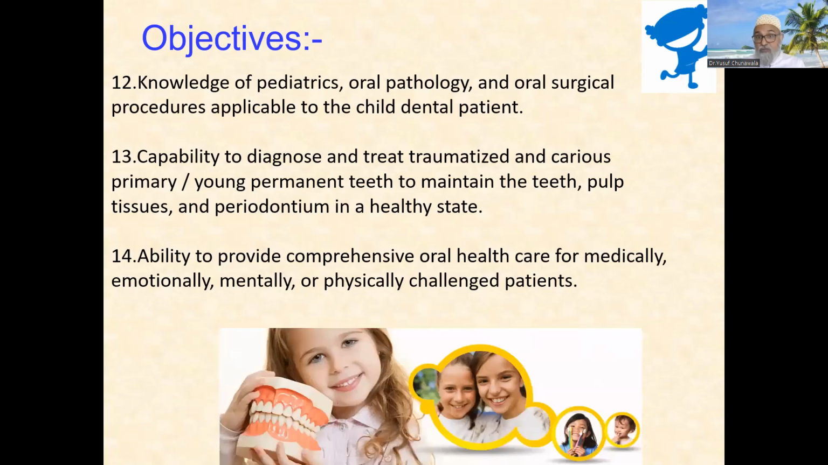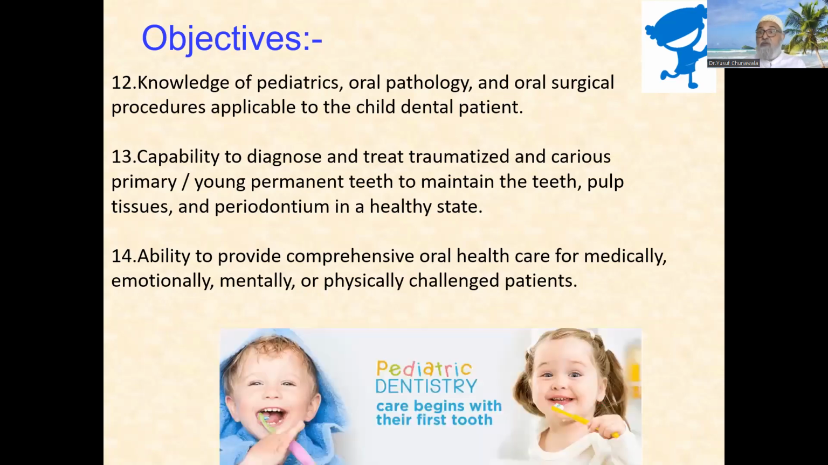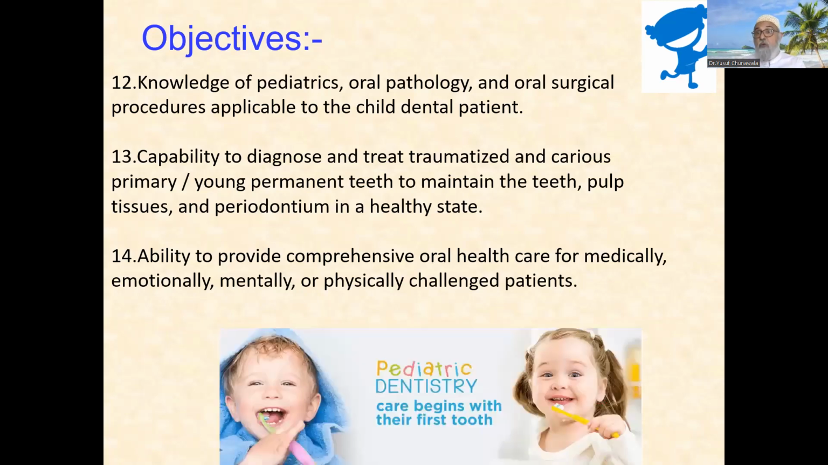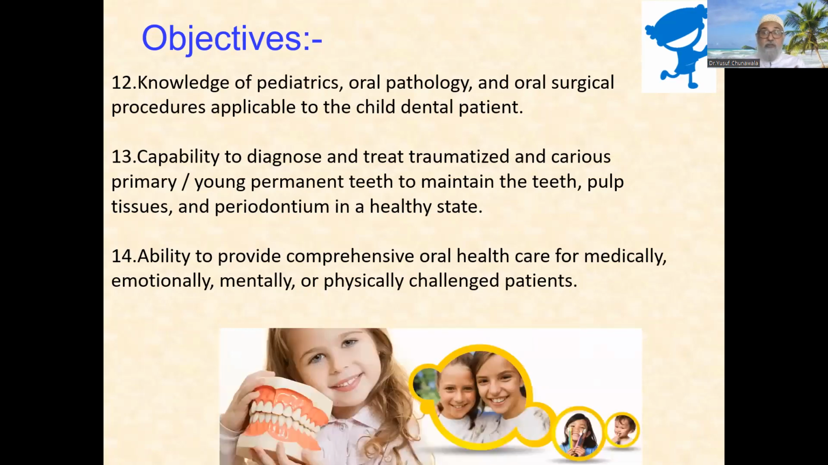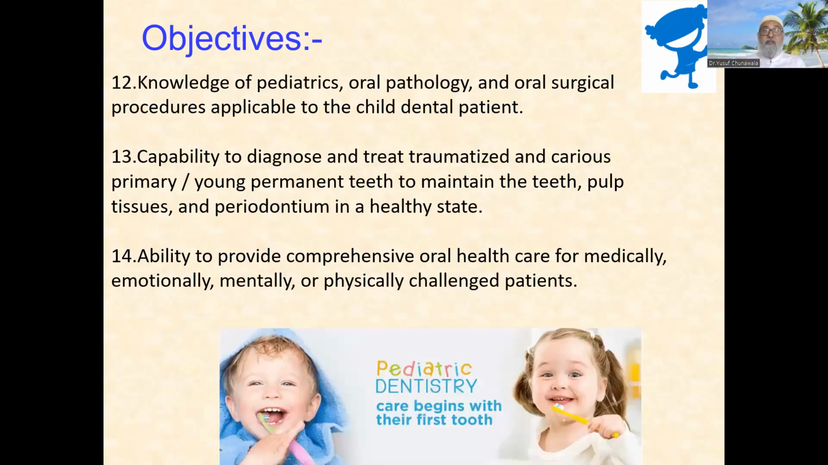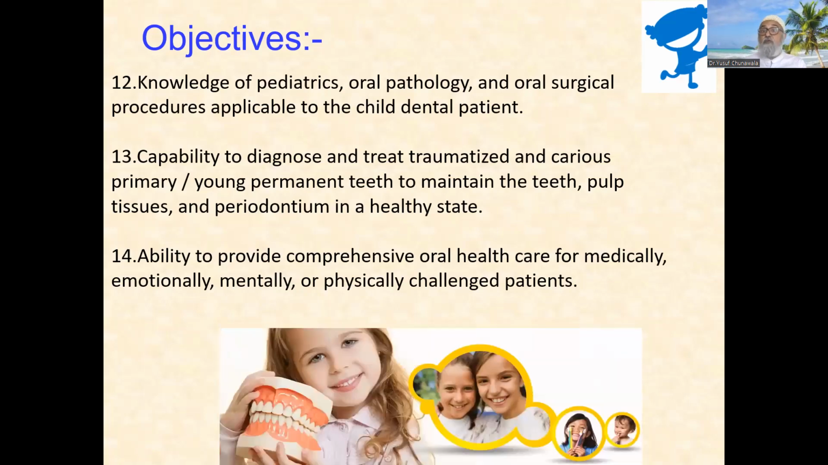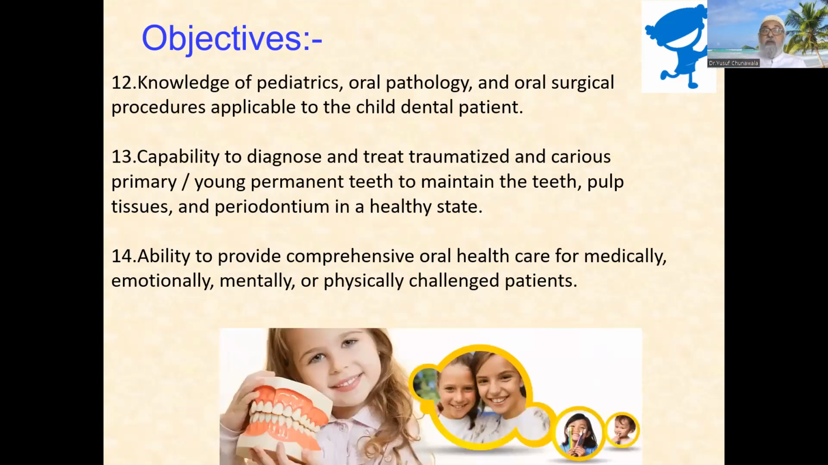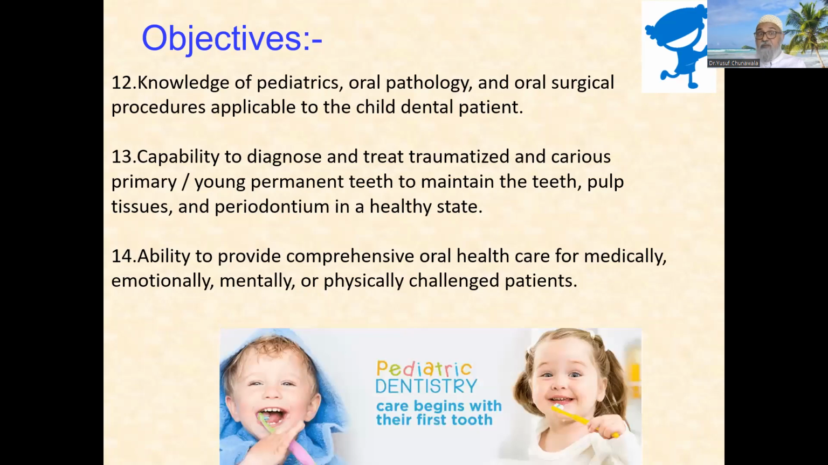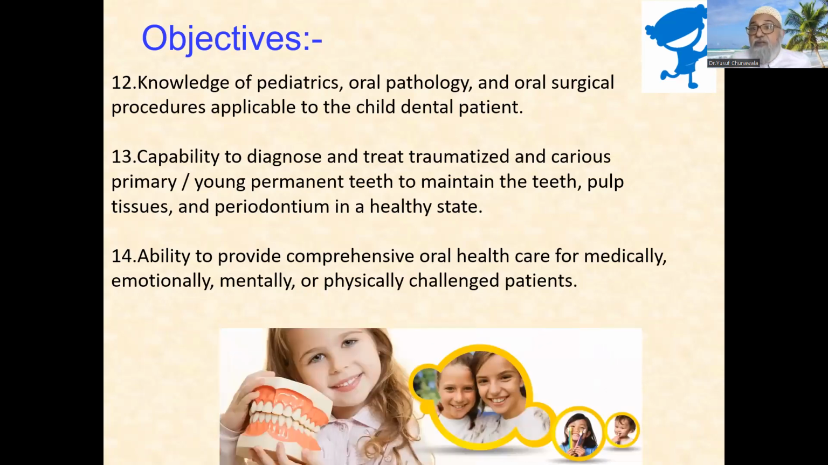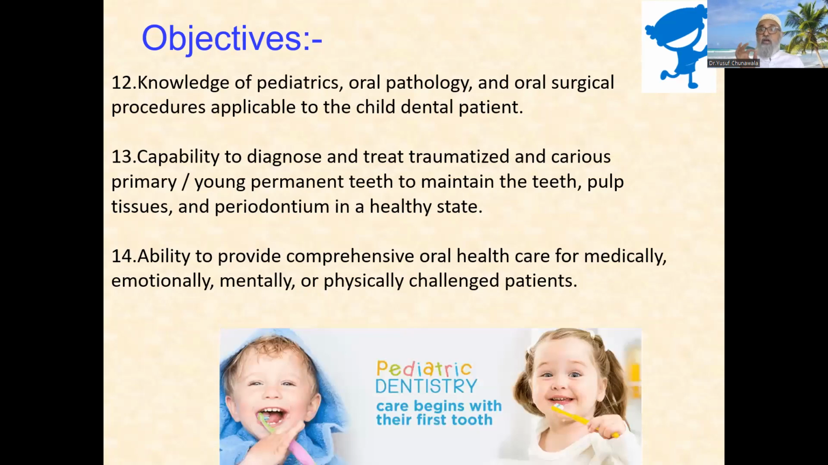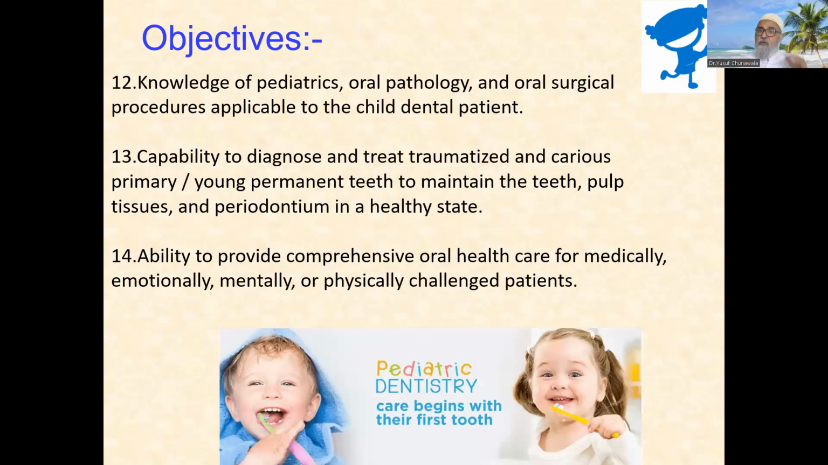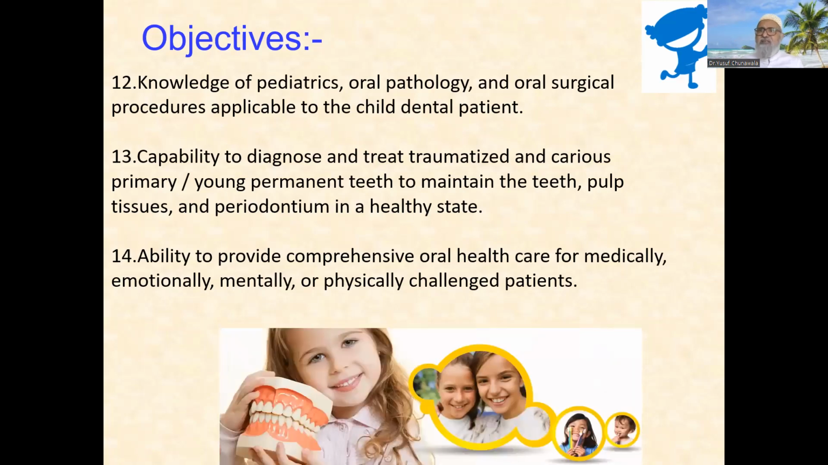Then oral pathology and oral surgical procedures applicable to the child patient, because you might bump into cleft lip and cleft palate patients. You might be called in to assist because you know so much about the child. Then finally, the capability to diagnose and treat traumatized and carious primary and young permanent teeth to maintain the tooth pulp, tissues, and periodontium in a healthy state. Traumatic injuries are very, very common in children, and knowledge about trauma is of utmost importance because children are on the playfield, on the playground, in the gardens, and they will fall.